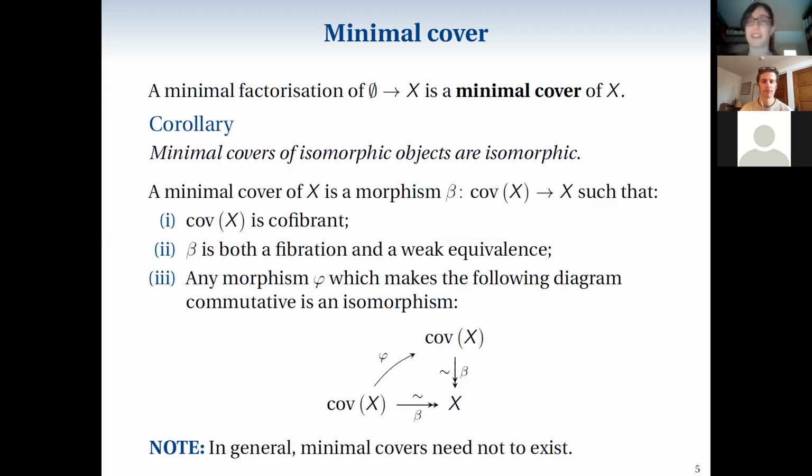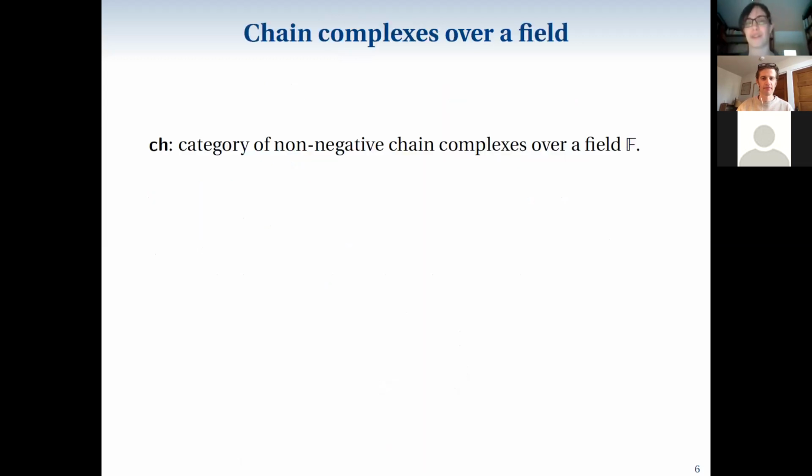So yes, please interrupt anytime because I tend to go very quickly. So now I finished with all the introduction about general model categories. So we can start talking about something more concrete, not too much, but a little bit. So chain complexes over a field. We're talking about the category of non-negative chain complexes.